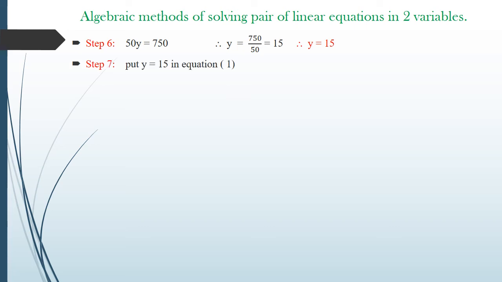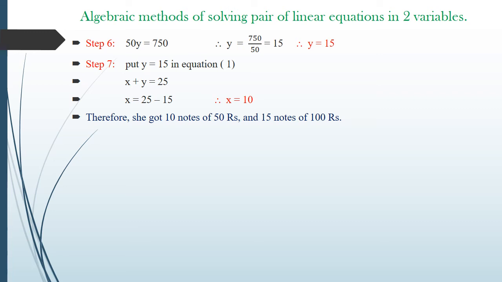Therefore put y is equal to 15 in equation 1 now. Our equation 1 was x plus y is equal to 25. When I put y is equal to 15 in that equation, I will get x is equal to 25 minus 15. Therefore x is equal to 10, which means x we had assigned to the number of 50 rupee notes and y we had assigned to 100 rupee notes. Therefore we can say she got 10 notes of 50 rupees and 15 notes of 100 rupees.